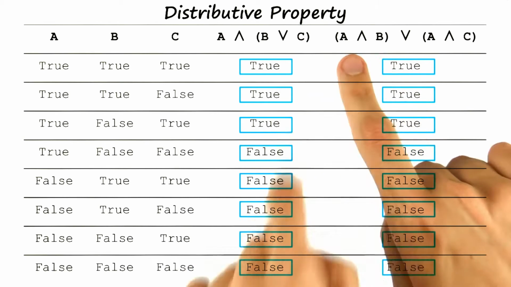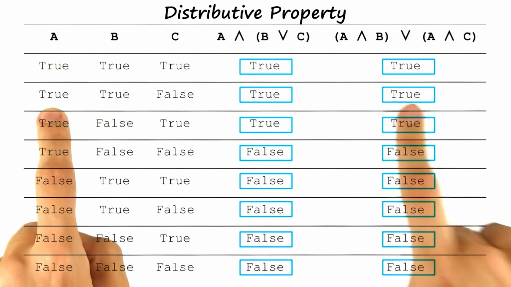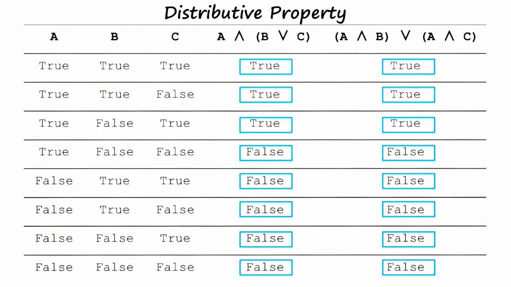A and B is true whenever both A and B are true, and so A and B are true here and here, meaning we can go ahead and say that those are true. We don't need to look at A and C here. Similarly, A and C are true here, so we can go ahead and say that this one is true as well.